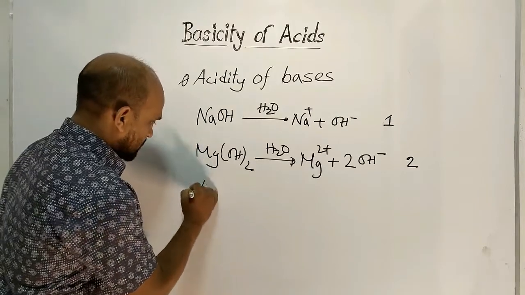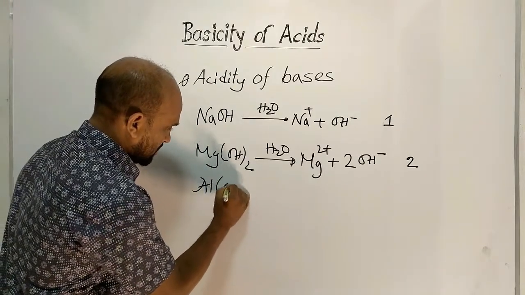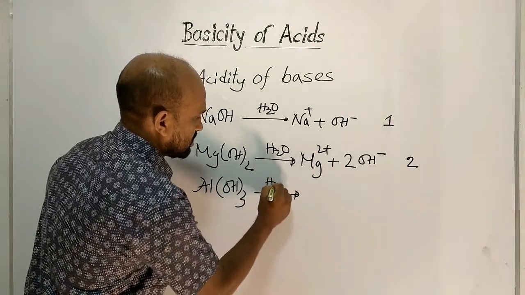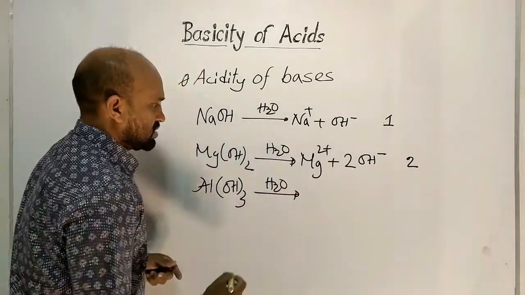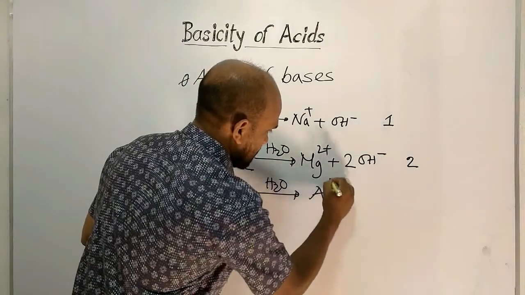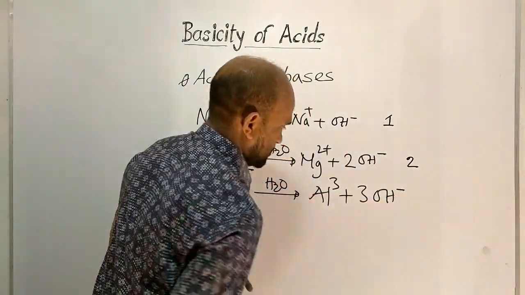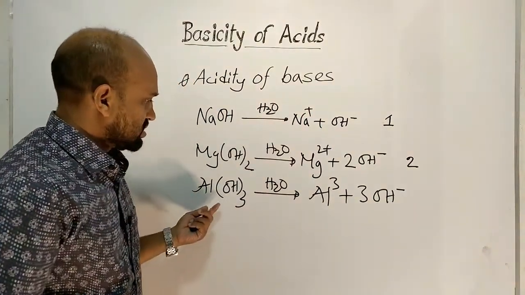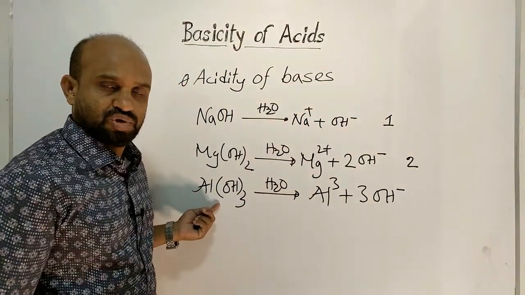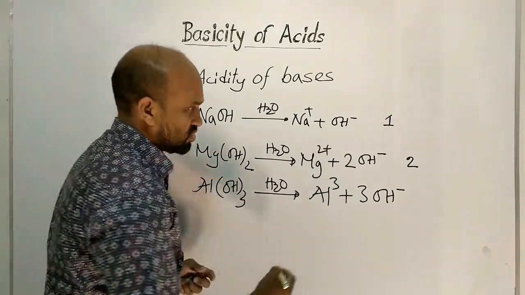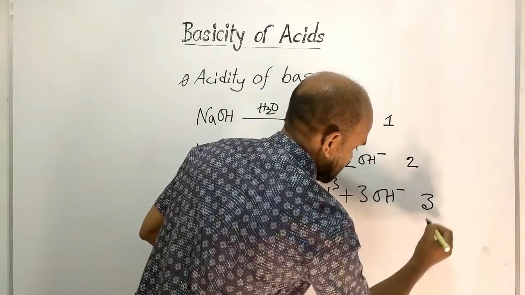Similarly, if we take aluminum hydroxide and if it is dissolved in water, then we get aluminum 3 plus and 3 hydroxide ions. Since aluminum hydroxide produces 3 hydroxide ions, so its acidity is 3.